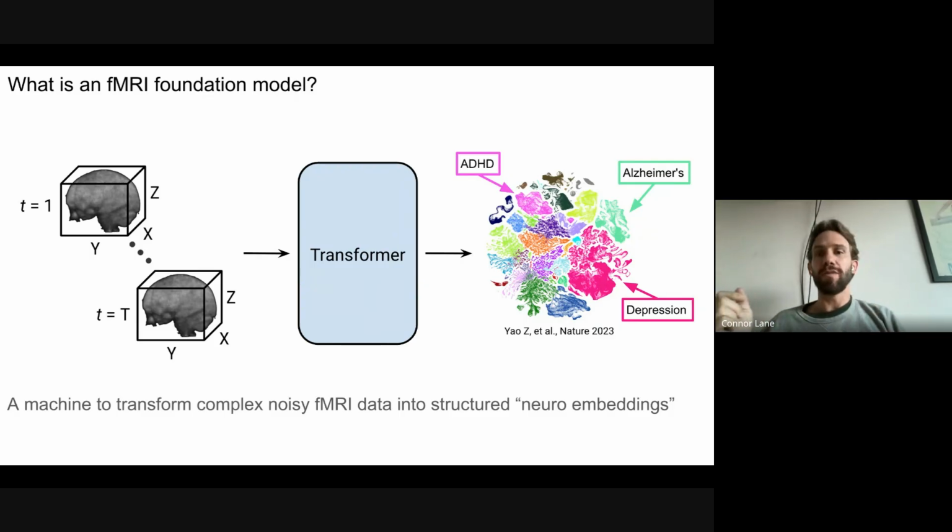For example, you might have clusters or subspaces that emerge in the embedding dimension that differentiate people with neurodegenerative disease from people without, or people with ADHD from people without, or depression from people without, or subtypes of these different conditions. Basically, the raw fMRI data is complicated and noisy, and you can't make sense of it directly, but we're going to pass it through a neural network and get out a structured embedding that we can then make sense of and use for downstream applications.